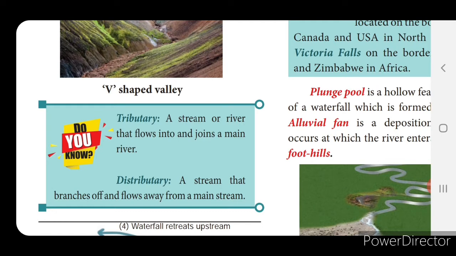A tributary means a stream or river that flows into and joins a main river. Tributary means kilaigal. Distributary, what is meant by distributary? A stream that branches off and flows away from a main stream. From the river path it will deviate. There will be 3 or 4 tributaries on a river.